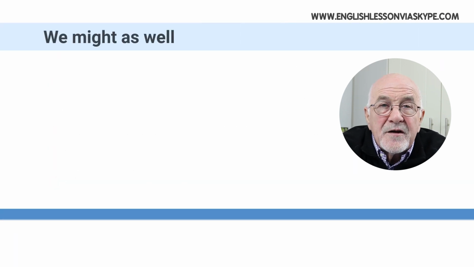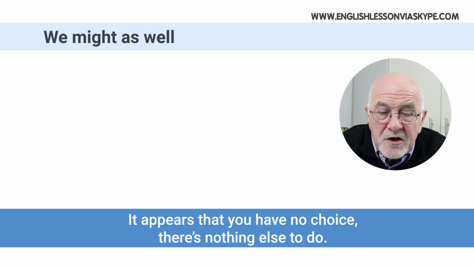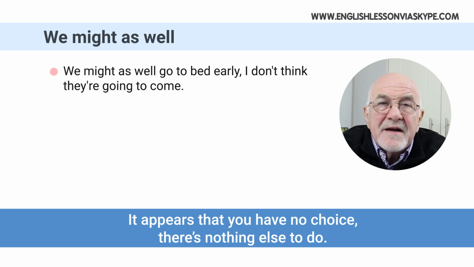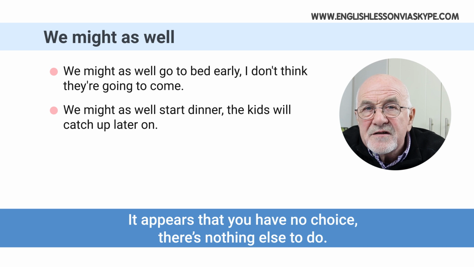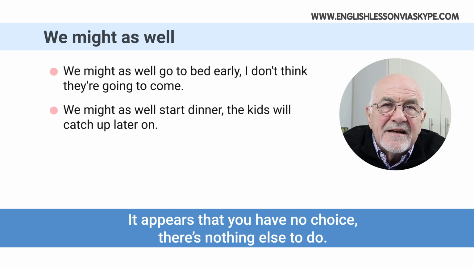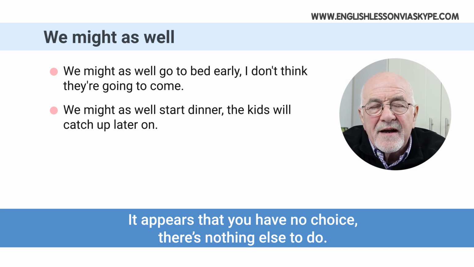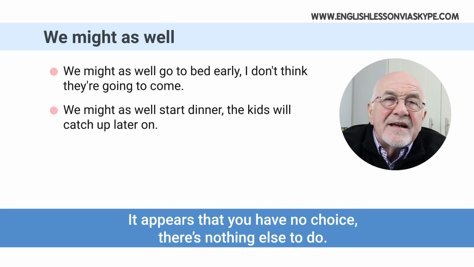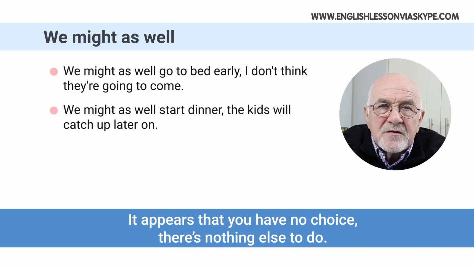And then finally, when you have no choice, or it appears that you have no choice, you say, well, we might as well. There's nothing else to do, or we might as well go to bed early. I don't think they're going to turn up at this time. So you're sitting at home, you're not sure whether Mike and his girlfriend are going to come round. They said they might, but you know what that couple is like. Sometimes they do, sometimes they don't. So if they're not there by nine o'clock, they're not really going to come, so we might as well go to bed. We might as well start dinner. The kids will catch up later on. And if they're late, they can stick it in the microwave. Okay, so we might as well.